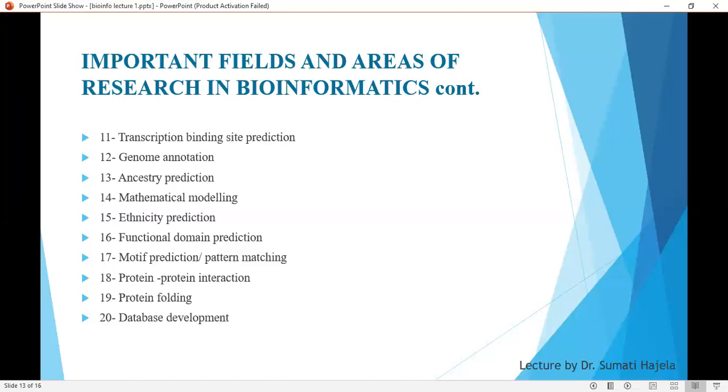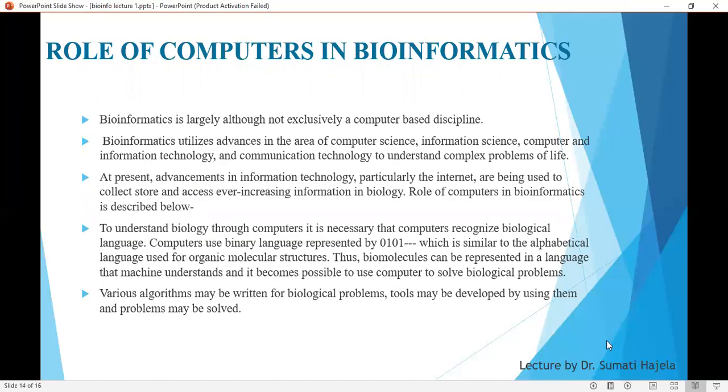Protein folds: after a protein is made in the cell, it is folded in some particular manner, which could be found out. All the data can then be stored in the form of databases, and one field is the development of databases. According to the data which we get after analysis, we can make databases for its storage and handling forever. So computers have a very important role in bioinformatics.